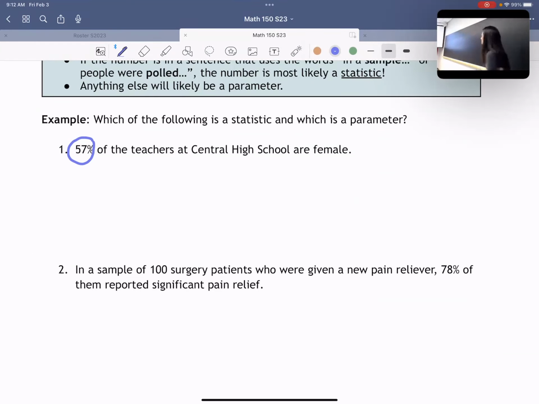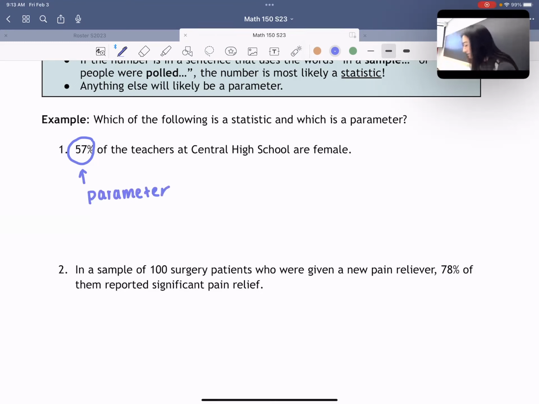Yeah, right. So if you look at this question, it doesn't say the word sample, right? So it doesn't say that we sampled anyone. It also doesn't say that we polled anyone, right? So those two words aren't in it, this question has to represent a population because we're not talking about a sample. So this has to be a parameter.